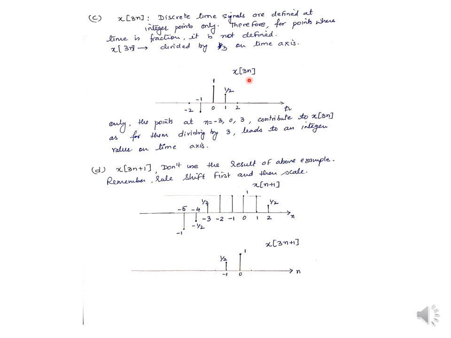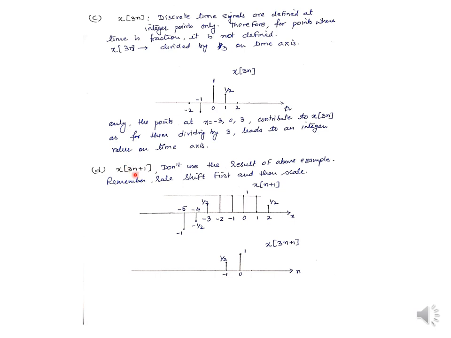Now if we are doing x of 3n plus 1, remember, suppose in your exam or somewhere else someone asks you x of 3n, and in the next part someone asks you x of 3n plus 1, then you are not going to use the result of x of 3n to find x of 3n plus 1. Always remember the golden rule: if you have shifting, scaling and time reversal, the rule is shifting first, then you scale, and then you reverse if there is a reversal.